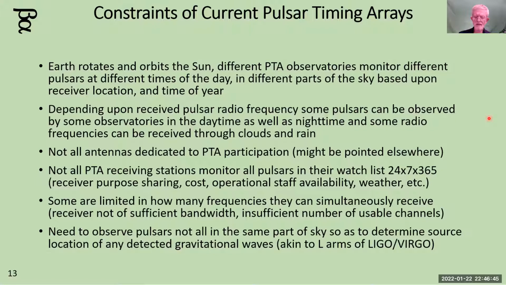And you need to reduce the redundancy. So don't everybody go looking for the same pulsars. And they need to be in different parts of the sky. Remember how the arms of LIGO and VIRGO are L-shaped? You need to spread out which pulsars you're looking at across the sky so you get better variance of where the gravity wave is moving through and at what angle.